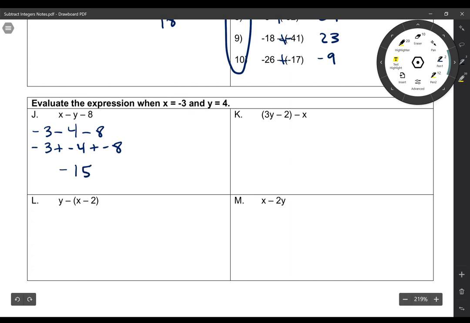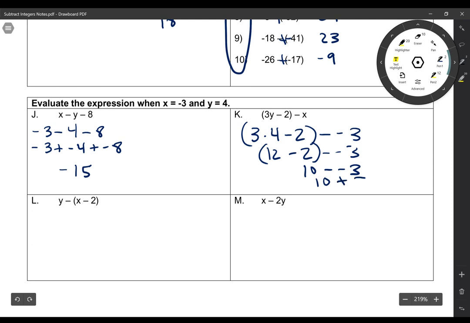Whenever I'm adding negative numbers, I just add up the numbers 3, 4, and 8, and they're all negative. So my answer is negative. For k, I have 3 times my y is 4 minus 2. And then minus x is a negative 3. So 12 minus 2. Doing order of operations here. 12 minus 2 is now 10. And then minus negative is really plus. So plus 3 would be 13.